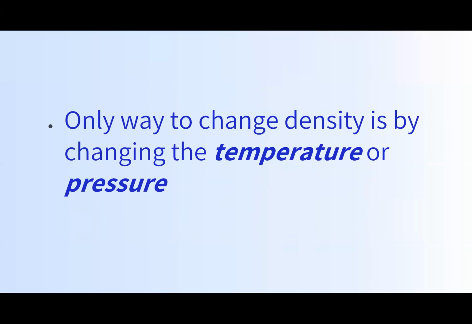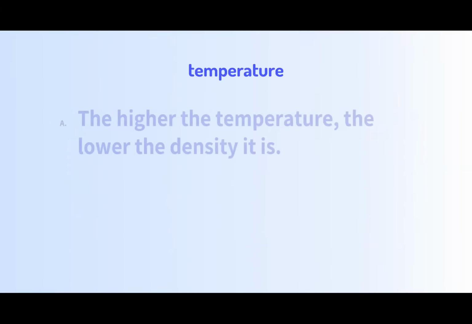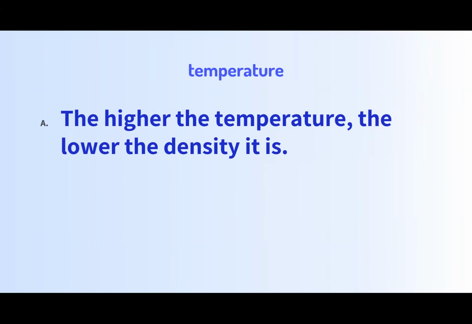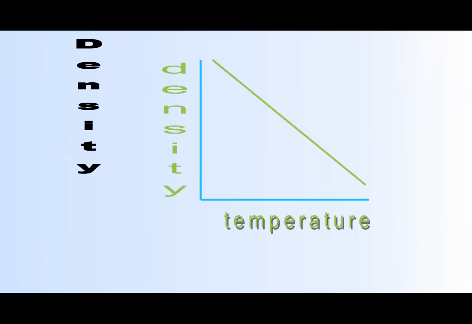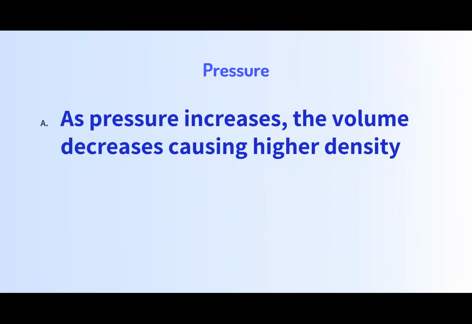The only way to change the density is by changing the temperature or pressure. The higher the temperature, the lower the density, because as the temperature gets higher, it becomes a different state of matter. Therefore, the molecule spaces get bigger and bigger, and as the temperature goes higher, density goes lower. Next, pressure. As the pressure increases, the volume decreases, causing higher density.